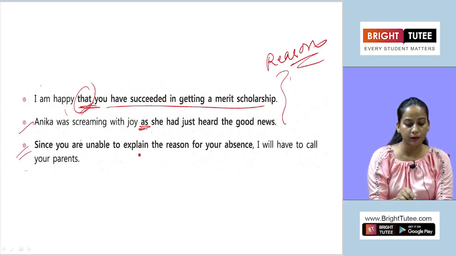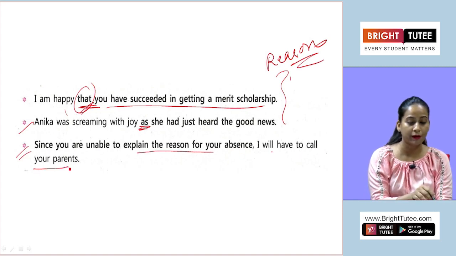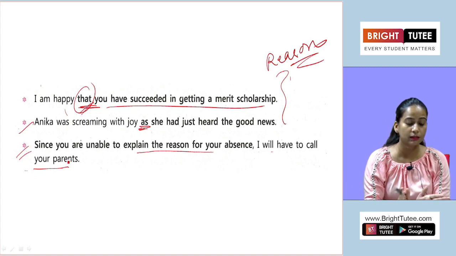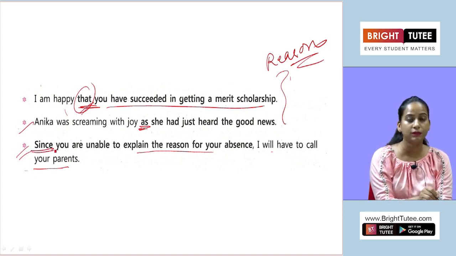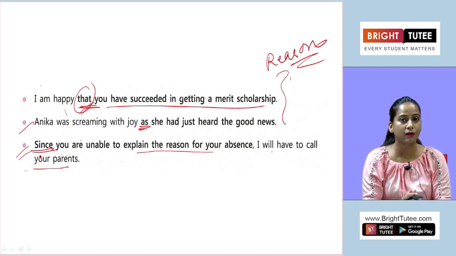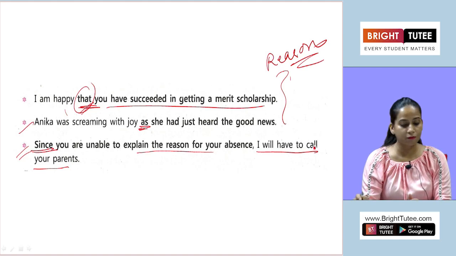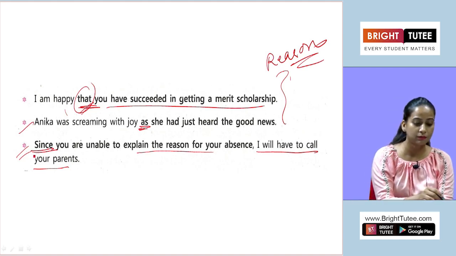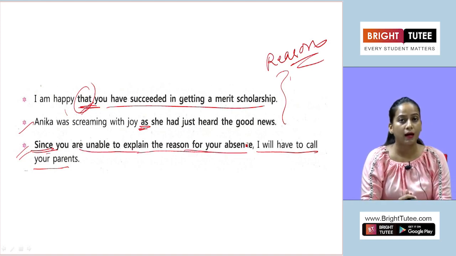Since you are unable to explain the reason for your absence, I will have to call your parents. So we have seen that here the adverb clause has been used in the beginning. The sentence is starting with since. In the same way, sometimes it can start with as also. So the main clause is here: I will have to call your parents. Why do you have to call your parents? Since, the reason: because you are unable to explain the reason for your absence. So hopefully these examples are clear.